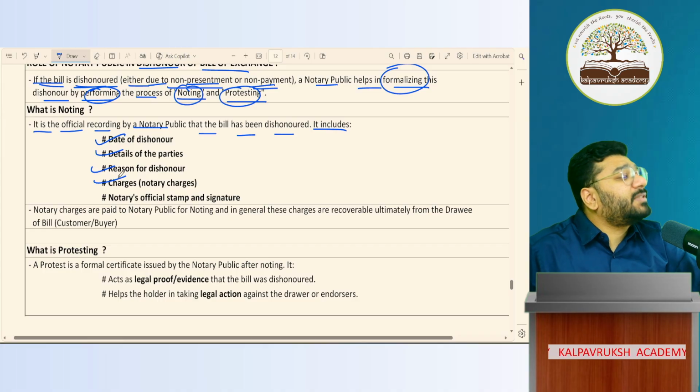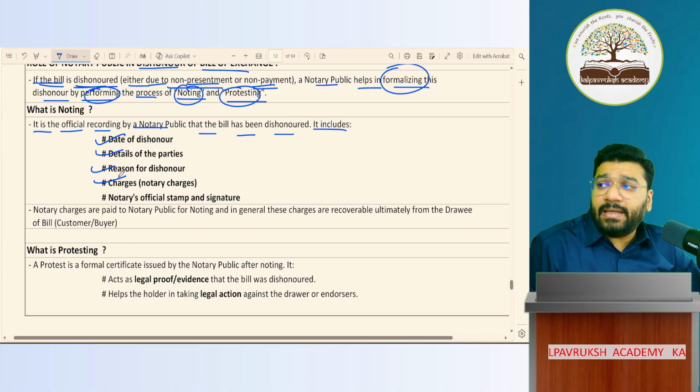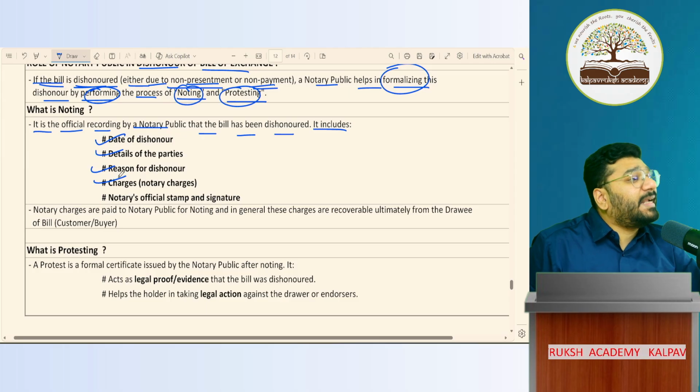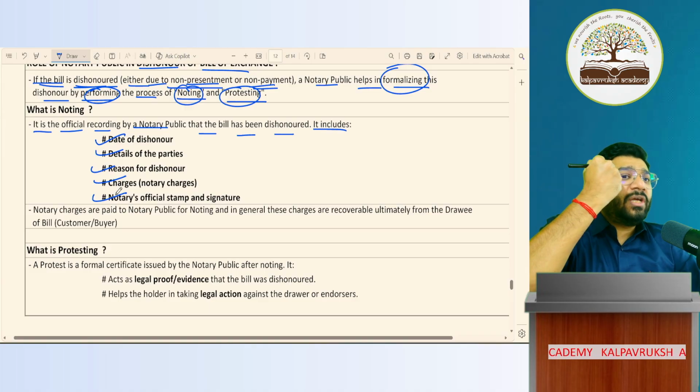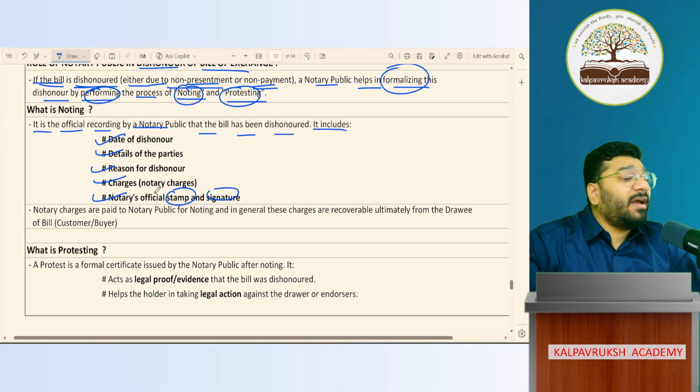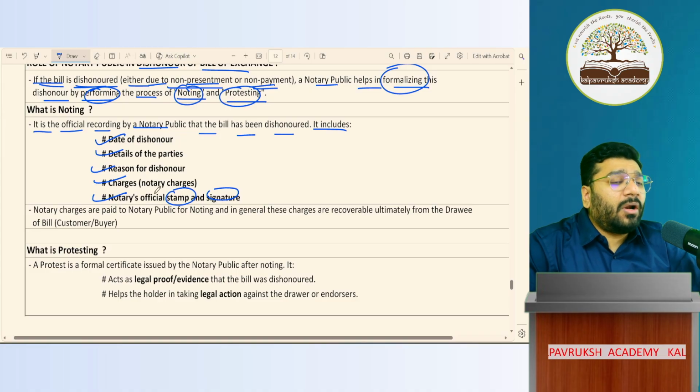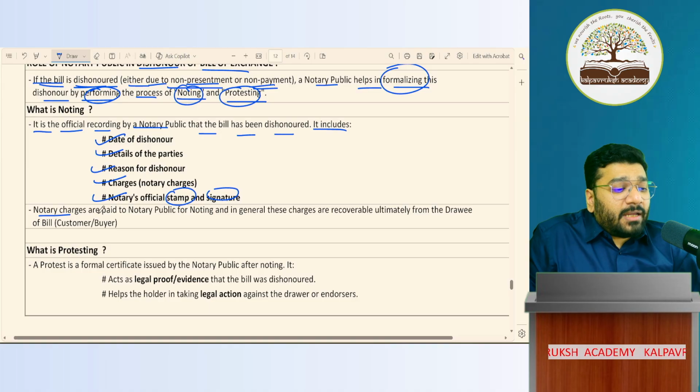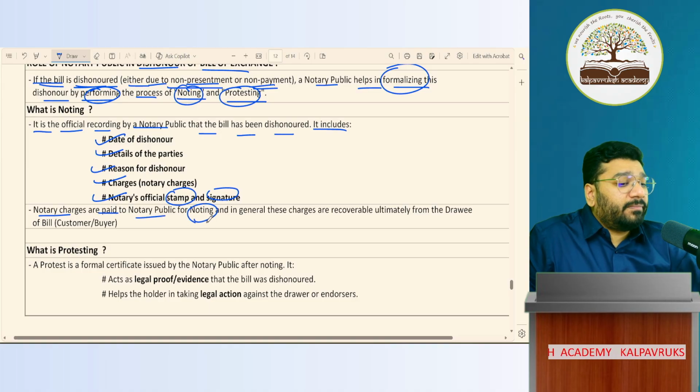At the end, he will mention his charges. No notary public will do the work without any fees. He will charge his fees at the end. Correct? And at the end, what will he put? Official seal and signature. An official stamp and signature will be affixed on the document. Got it? Not got it? Notary charges are paid to the notary public for doing the noting work. And in general, these charges are ultimately recoverable from the drawer of the bill.